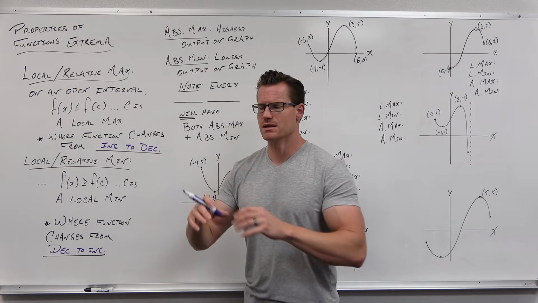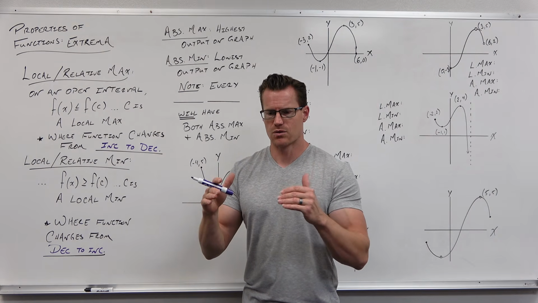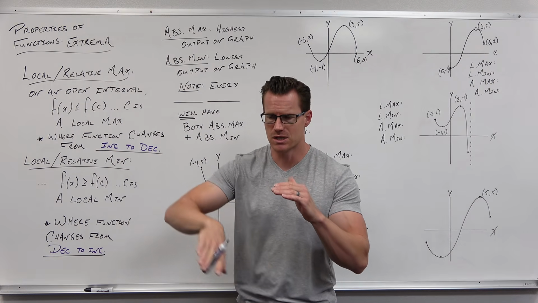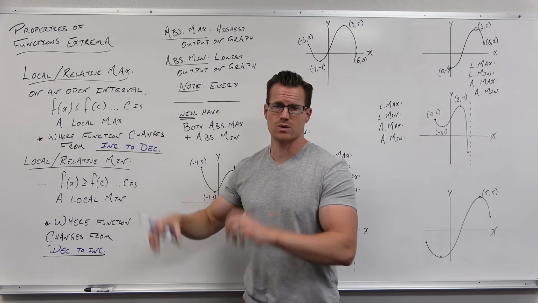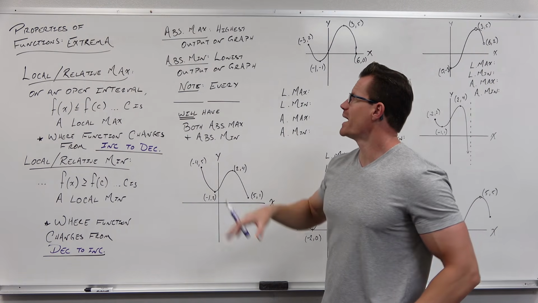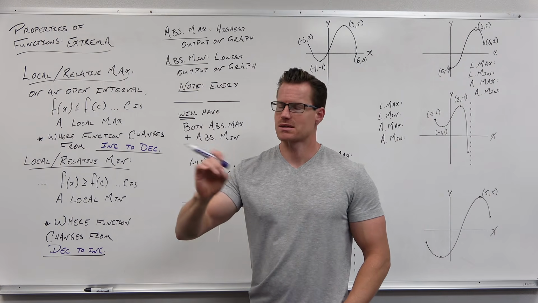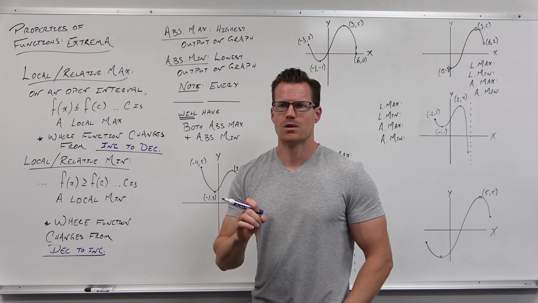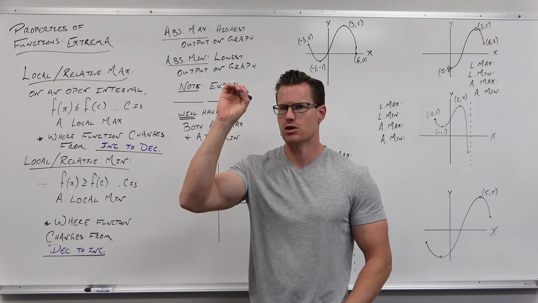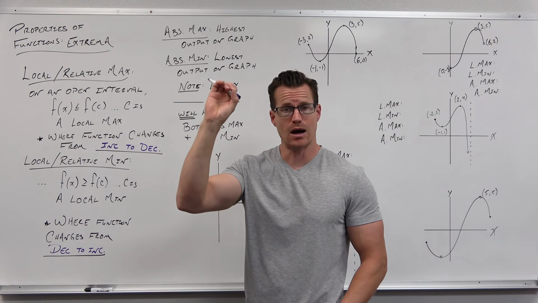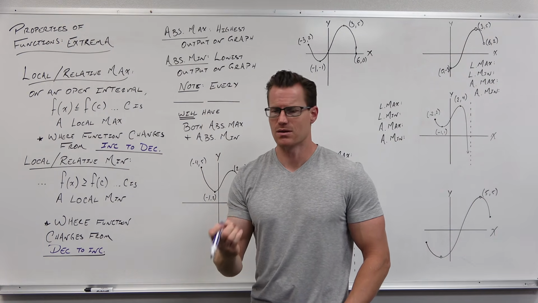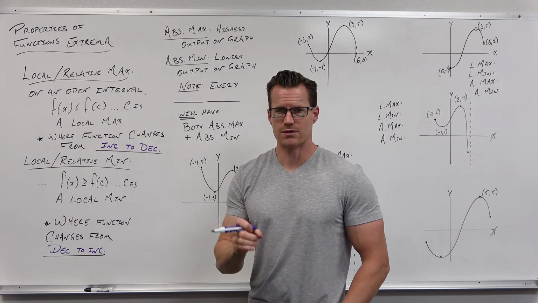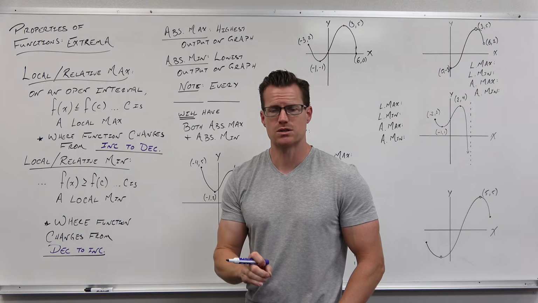So the main idea is look for areas of your graph where you're changing from increasing to decreasing for maxes and decreasing to increasing for mins, as far as relative or local max and min. Absolute max or min just means the highest and lowest point that your graph attains. So the absolute maximum is going to be this thing that you never get a value higher than as an output. Absolute min is going to be this value that you never get a value lower than on your graph as far as an output is concerned.